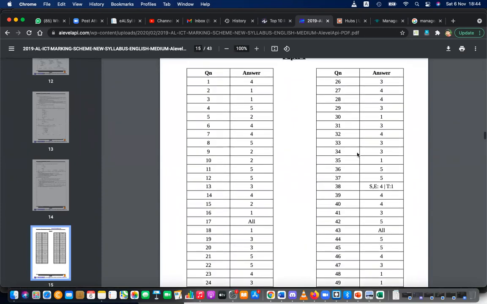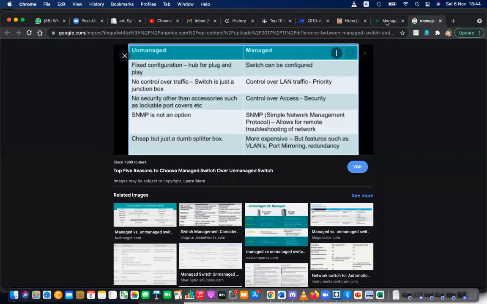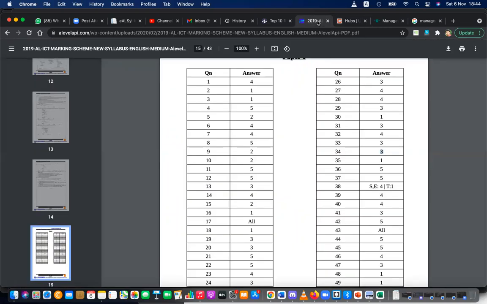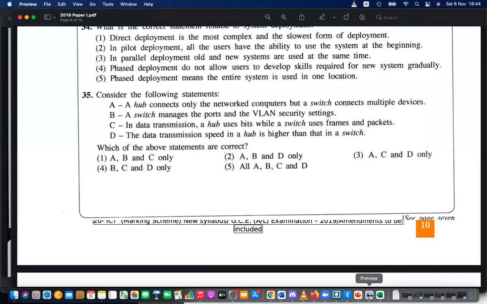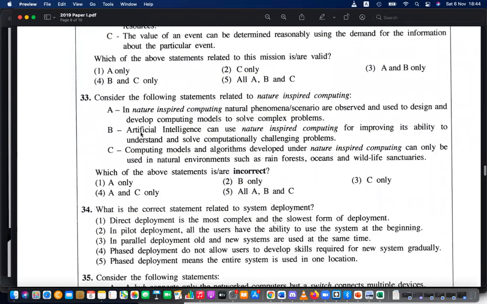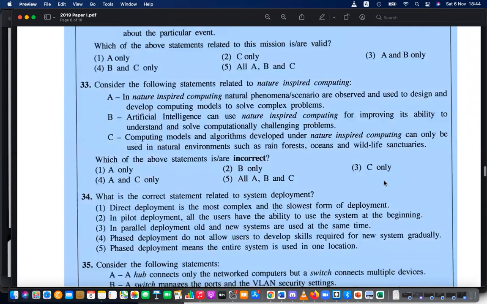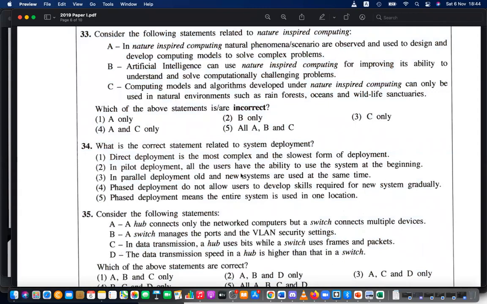Question number 30, 35. Before that, let's check the two, 33, 34, 3, right? 33, 34, 3. So it's question paper. 33 is 3, yes, which is incorrect. Yeah, C. 34 is also 3, right? That's what I said. 34 parallel deployment, both are using same time. That is also 3. That is also correct.